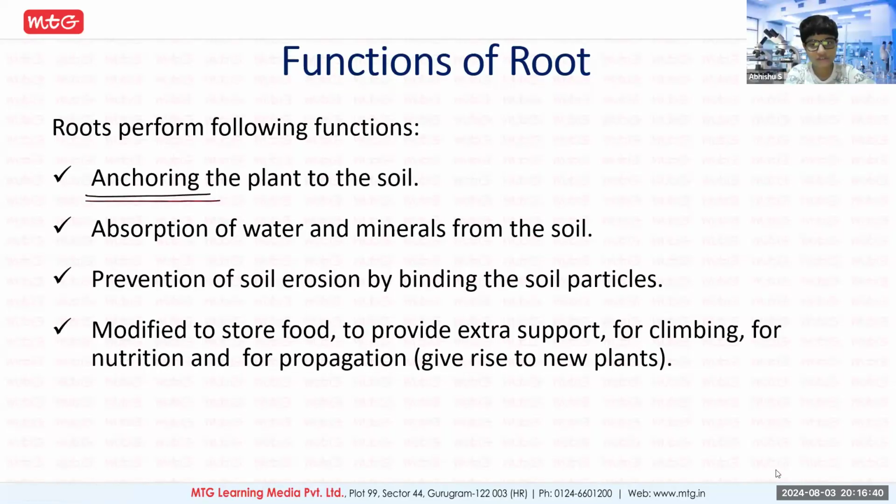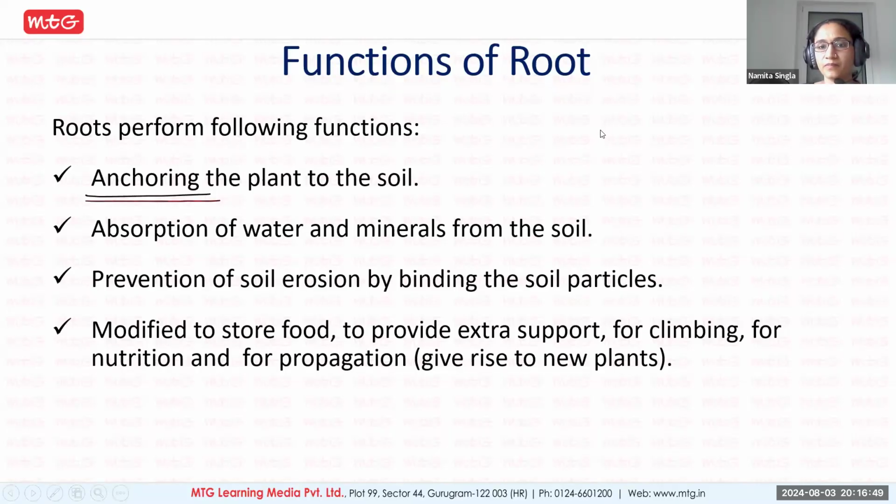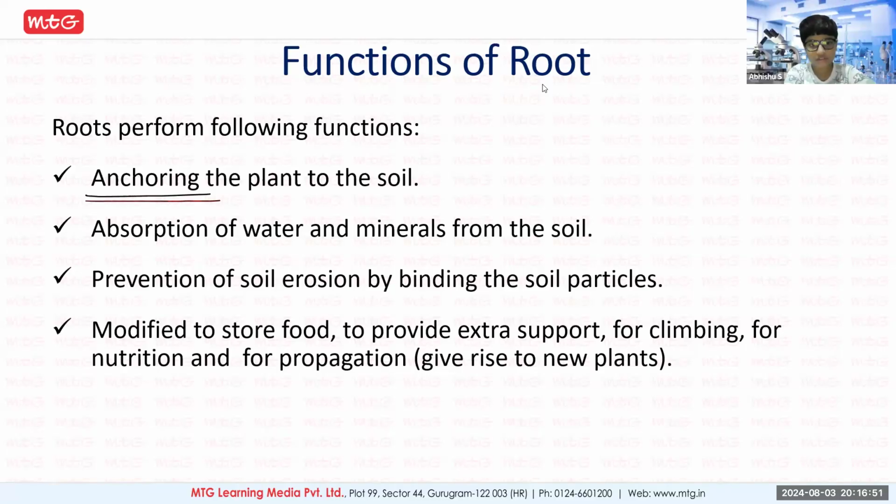Soil erosion is the erosion of the soil when the top layer of the soil, the fertile layer, is removed. Correct. So I want to ask, how do roots help in climbing? In some plants, like I have given the example of money plant, ivy leaf is also there. So in some plants, roots help in climbing.